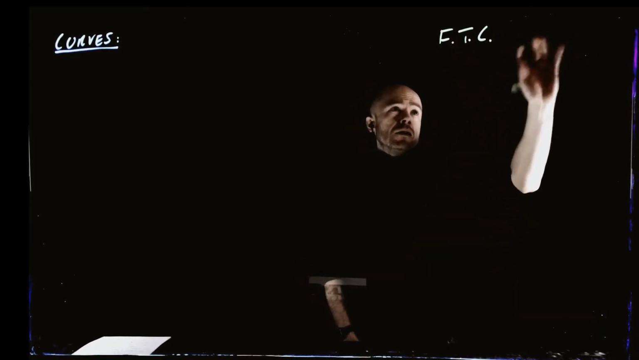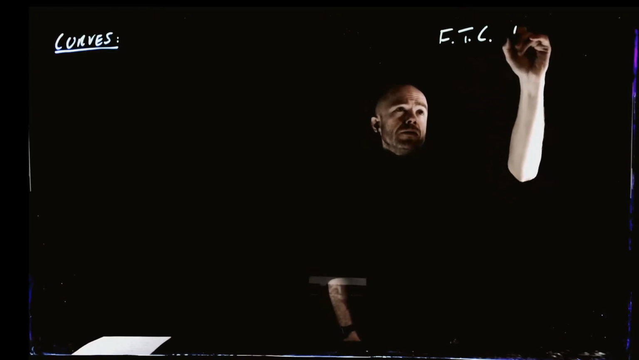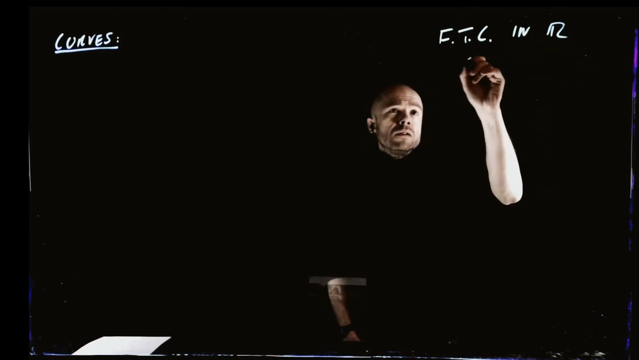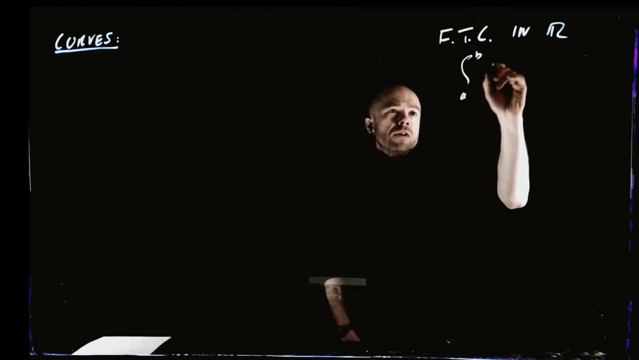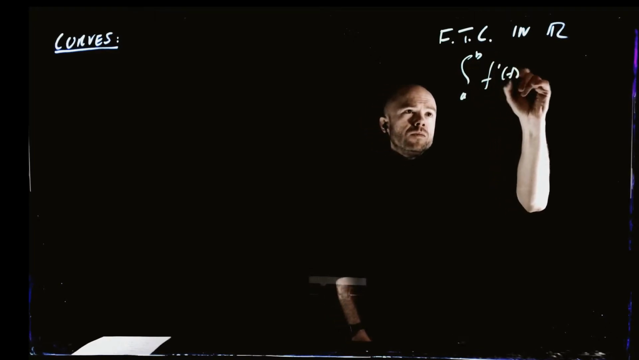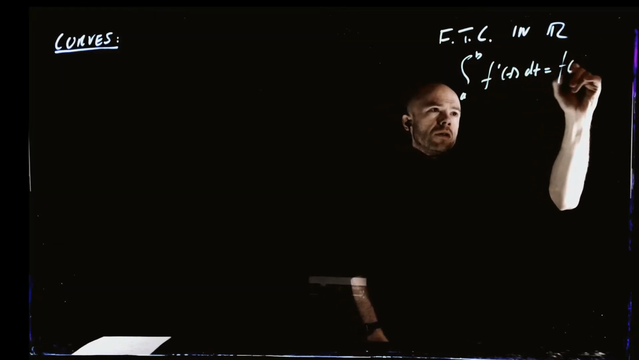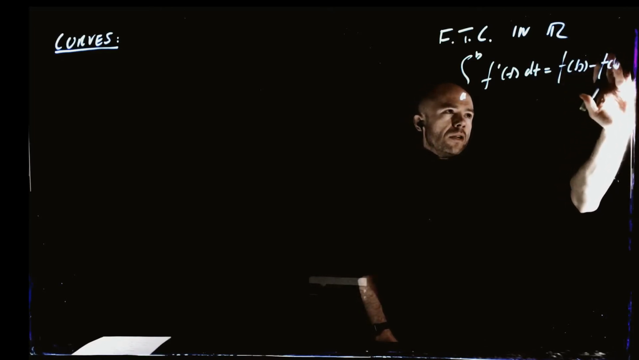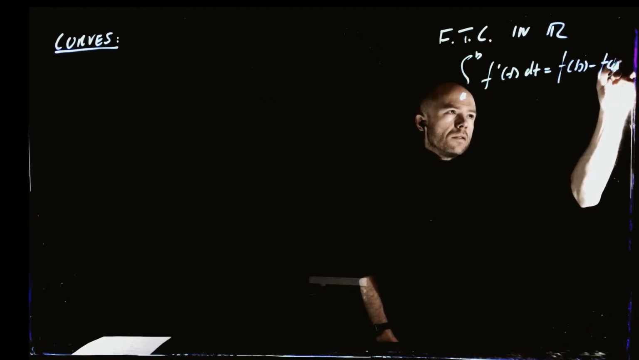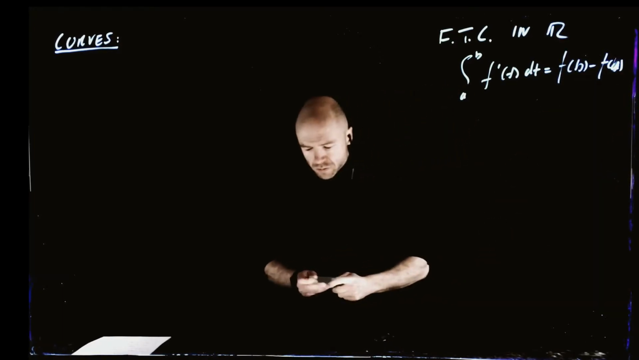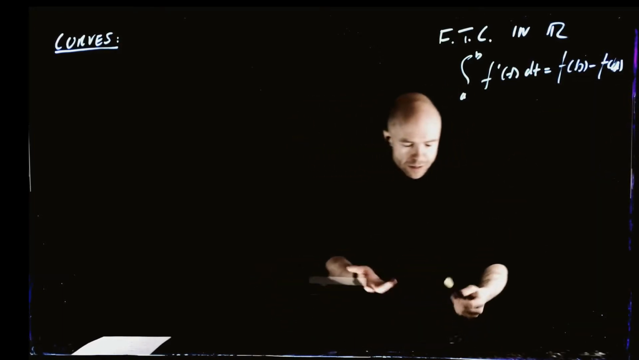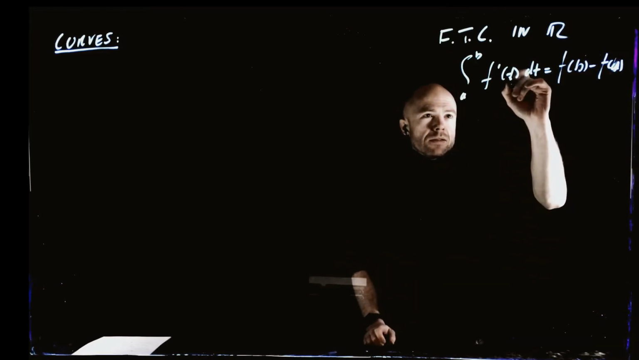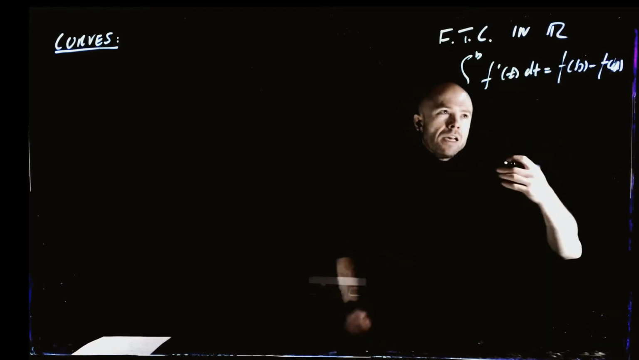If we have in the real line some function like this, equal to f of b minus f of a, like this. And what is it doing? It's an exactly perfect example of the yin and yang in calculus.